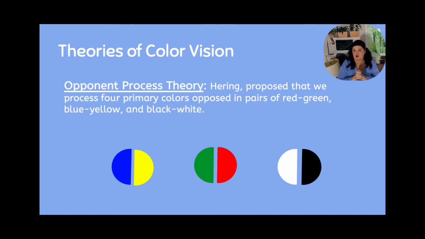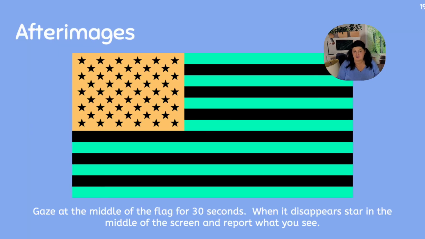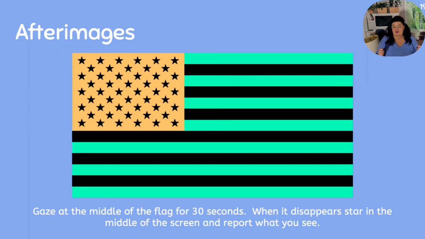Okay, so that's what we call opponent process theory, and here's the evidence we have towards this. What I want you to do is pause this video or just stare at this picture right dead center for about 30 seconds, right where my cursor is. Go ahead and pause now. I want you to stare in the middle of this white screen. You might have to blink a couple of times now, but you should be seeing the red, white, and blue American flag. This is the afterimage effect, which supports opponent process theory.